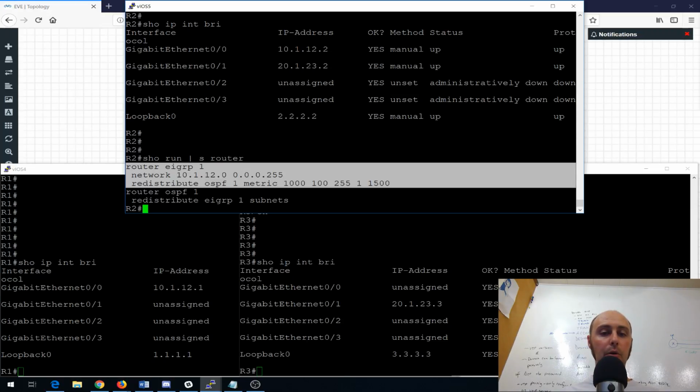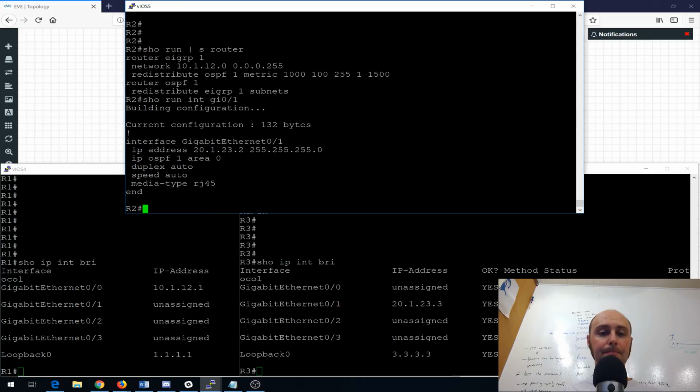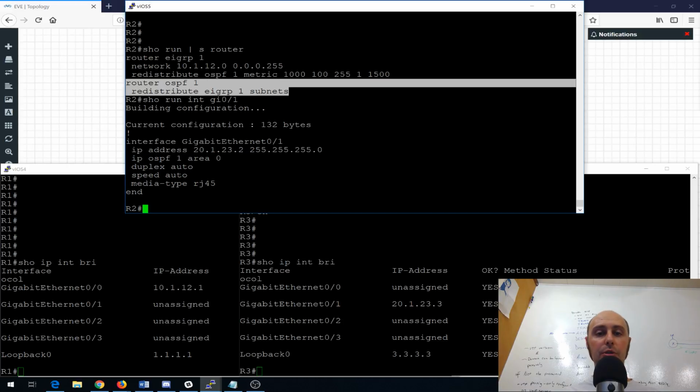And for router OSPF, I'm using interface configurations. So that would be show run interface gigabit 0/1. And OSPF process ID 1, area 0. And again, in OSPF, I'm redistributing EIGRP and including the subnets.